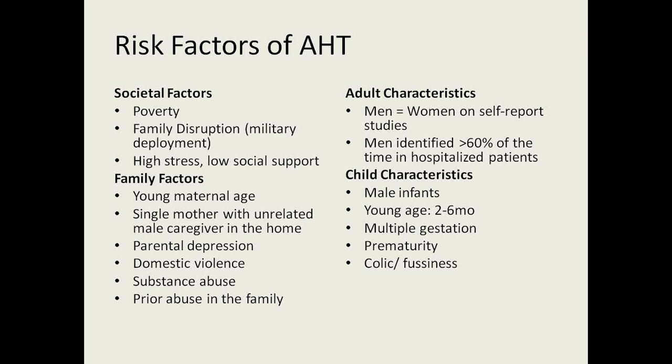So, multiple gestations are a risk factor. So if you have twins, that puts them at higher risk. Again, I don't know exactly why, except just to say that it's an increased stress. When you've got 2 babies to take care of, or 3 babies versus 1, that's an increased stress on the parents. Prematurity is a risk factor, and also colic and fussiness. Certainly if you have a fussy, colicky baby, that's just going to make it more difficult to care for that infant, and they may cry more.